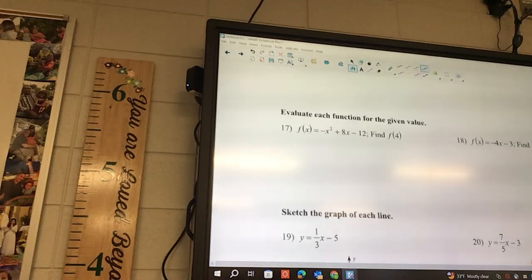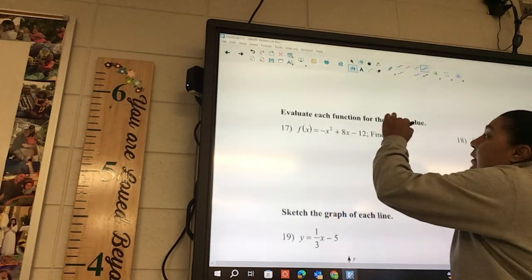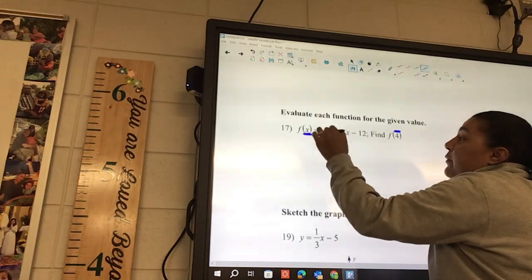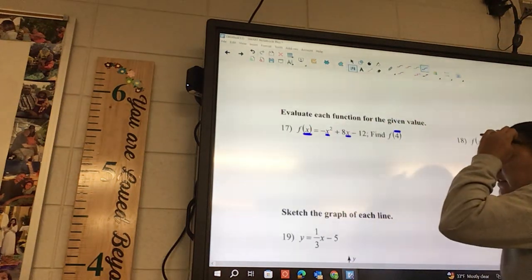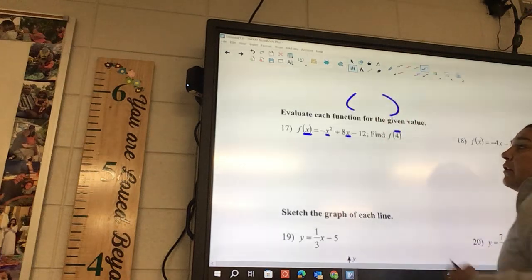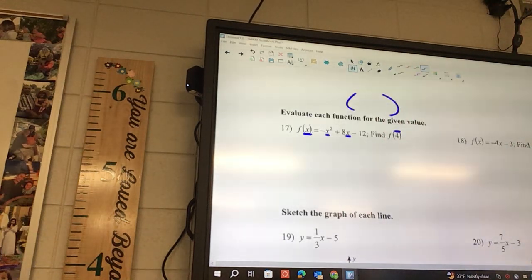Okay, 17, evaluate each function for the given value. Everywhere there's an x, what should we be plugging in? A 4. So this is saying everywhere there's an x, put a 4. So right here should be a 4, right here, in parentheses. So maybe draw yourself some parentheses there. You have to use parentheses, okay?